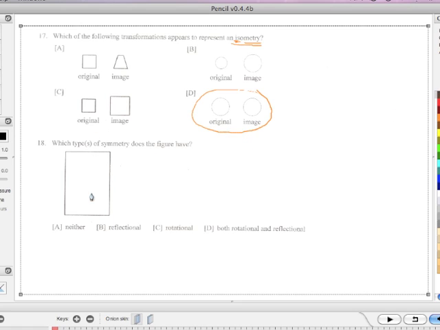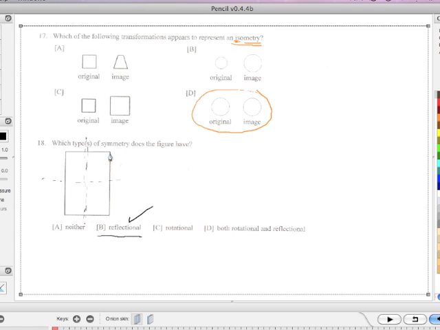And so, let's just look at the answers first. Is it reflectional? Well, yes, absolutely. You can reflect it about this axis, and you can reflect it about this axis. So it definitely has reflectional, so check that.